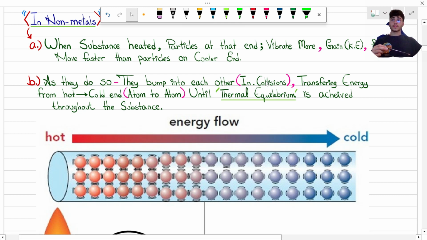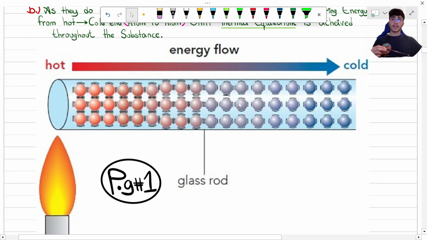So again, in non-metals, this is a glass rod where we're adding heat. This part is the cold part, this is the hot part. As you can see, the atoms are vibrating much more and they're just transferring kinetic energy by bumping into each other to the cold end.